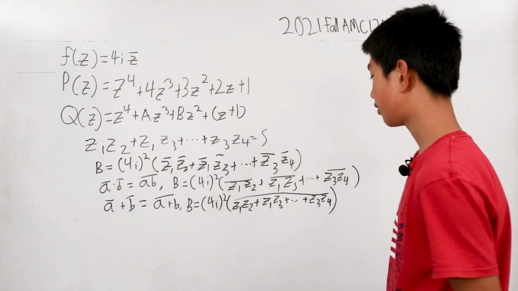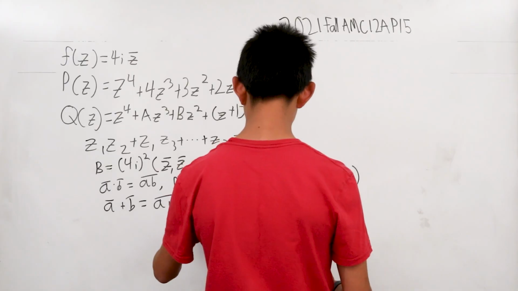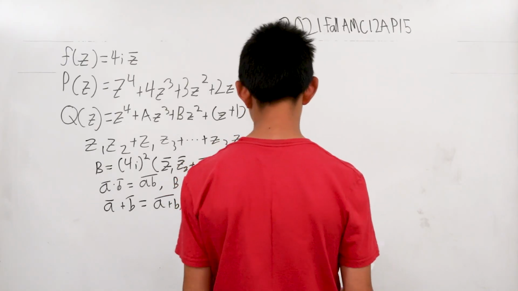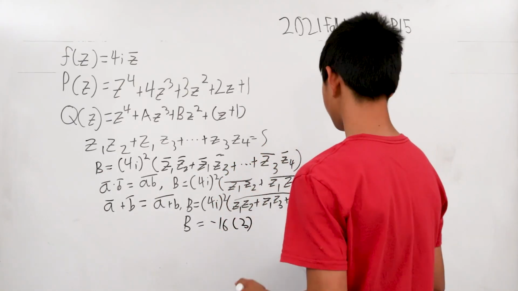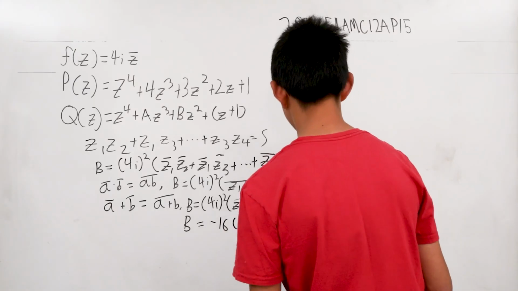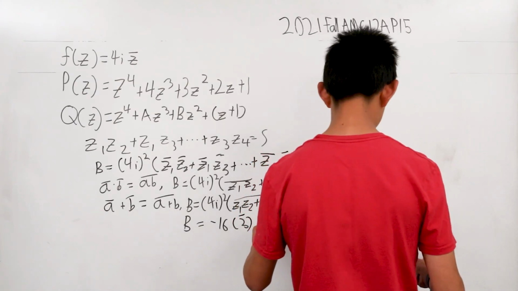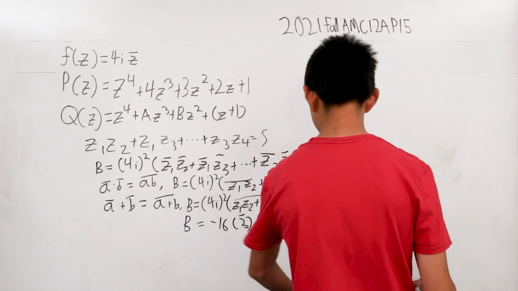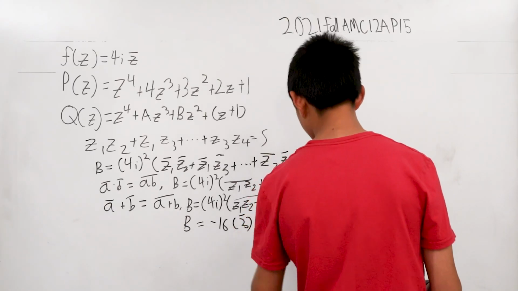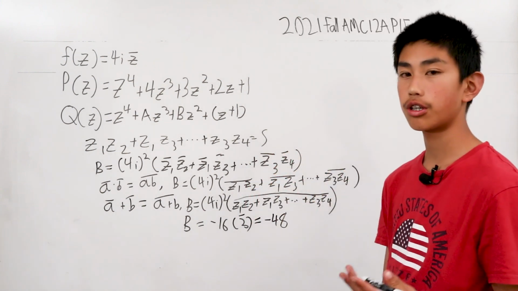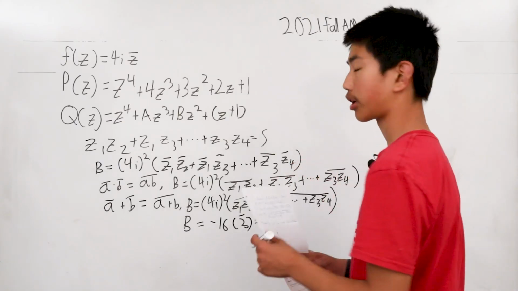Now, this simplifies down to b is equal to -16, since i squared is -1, times 3, as all of this is actually the conjugate of 3. And what this basically means is that this is still -48. The conjugate of 3 is just 3 because there's no imaginary part to that 3. It's not an imaginary or complex number.